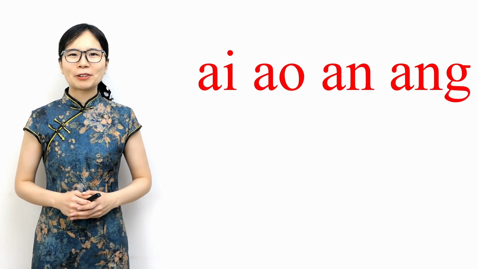Next is the compound final an. To say an, start off pronouncing the simple final a, then close your mouth a bit and let the tip of your tongue touch the back of your upper front teeth. An.